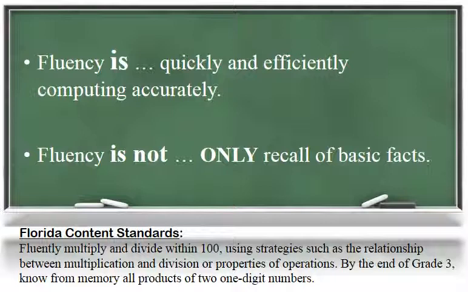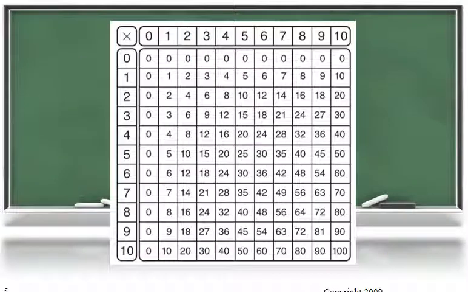Fluency is quickly and efficiently computing accurately. Fluency is not only recall of basic facts. As a child masters basic facts conceptually, they can highlight the section they mastered with a crayon on the multiplication chart shown on this slide. Children can then just focus on the facts they have not mastered.